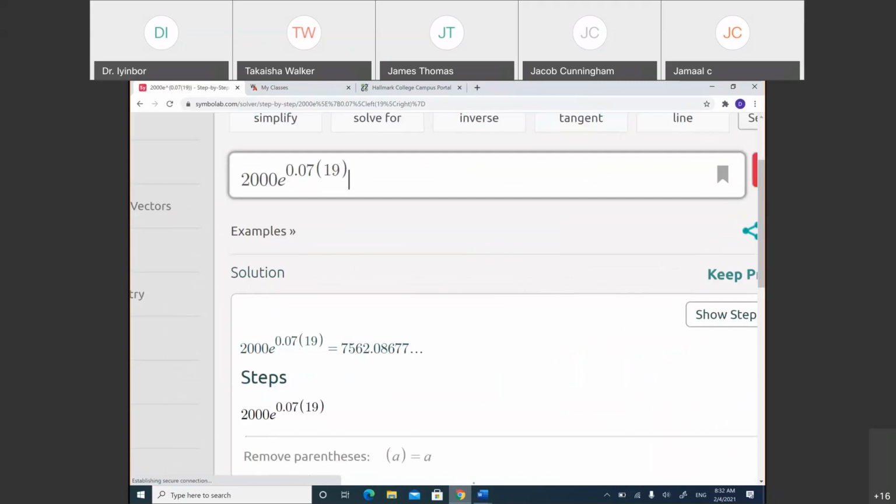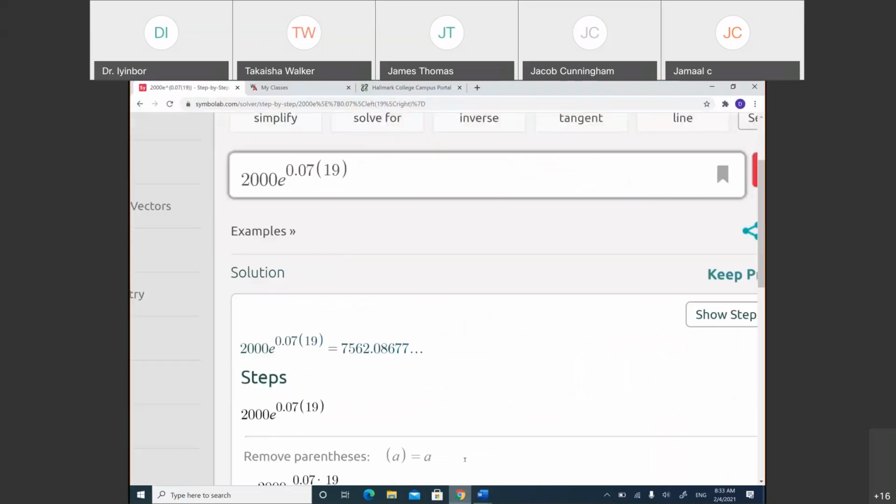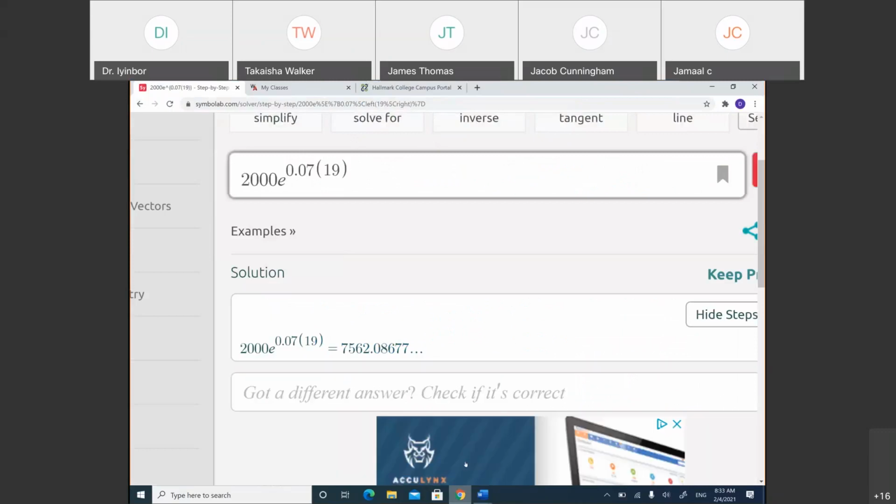7,562, let's copy that. Point. Now when you copy that, make sure you look at the third decimal number. It's not going to be 0.08, it's going to be 0.09, because after the 8 you have a 6. Everybody knows how to round up, right? So it's going to be 0.09.